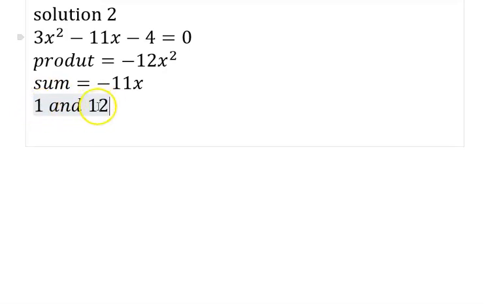1 times 12 will give us 12. But this 12 has minus. That means we can't put minus on both sides, because minus times minus will give us plus, and this is not plus. So one of them will have minus. If you say minus 1 times 12, it will still give us this. We can put minus in either of the two, but let's consider the sum. The sum now is minus 11x. That means for us to have minus 11, it's the bigger number that will have minus, because 1 minus 12 will give us minus 11.